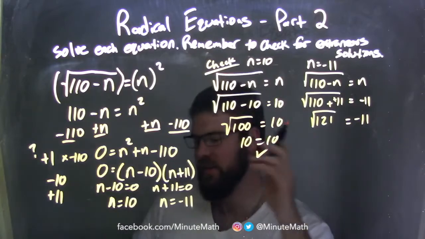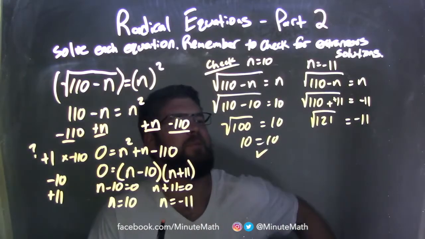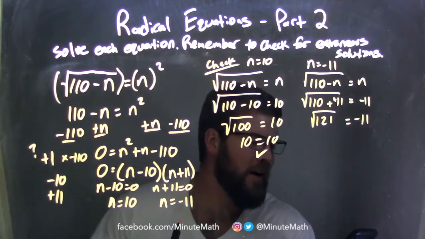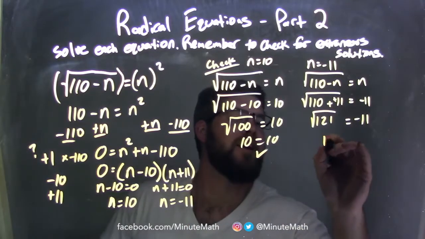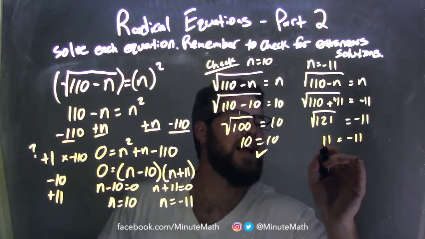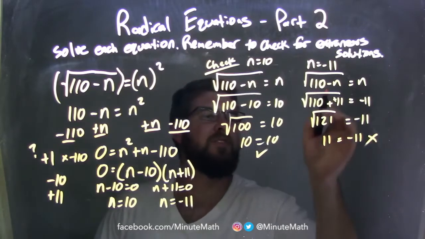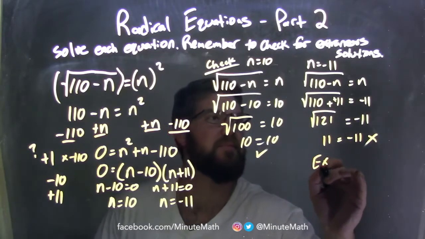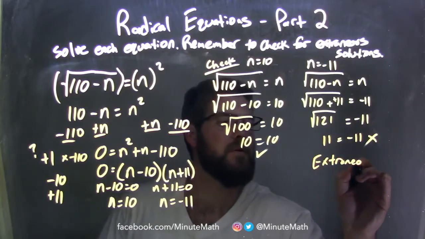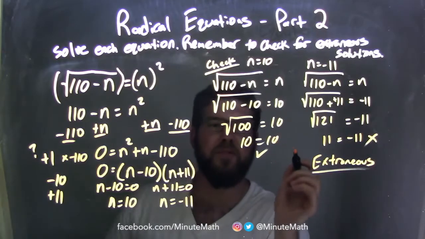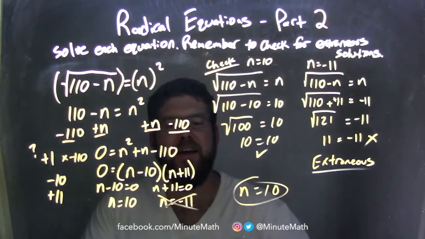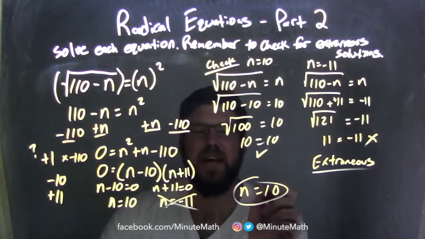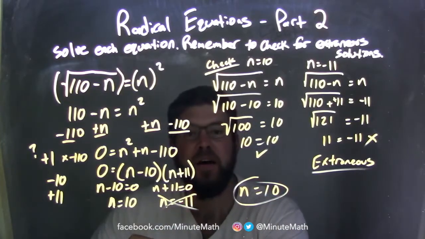I believe the square root of 121 is positive 11 off the top of my head. I'm drawing a blank right now, but let's check: 121 divided by 11 is 11. It is true, I was correct. Just wanted to double check here. But 11 does not equal negative 11. So that is our extraneous solution. n equals 10 is our only solution, and n equals negative 11 is not. So our true solution is n equals 10, and negative 11 is our extraneous solution.